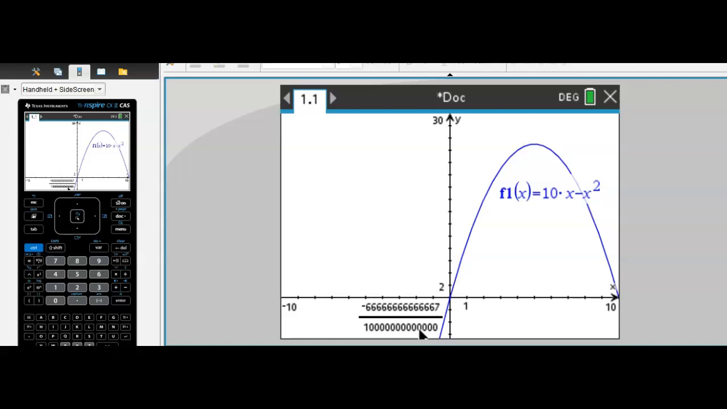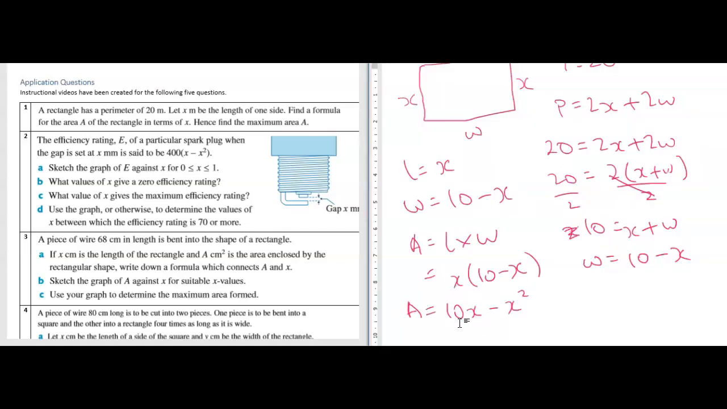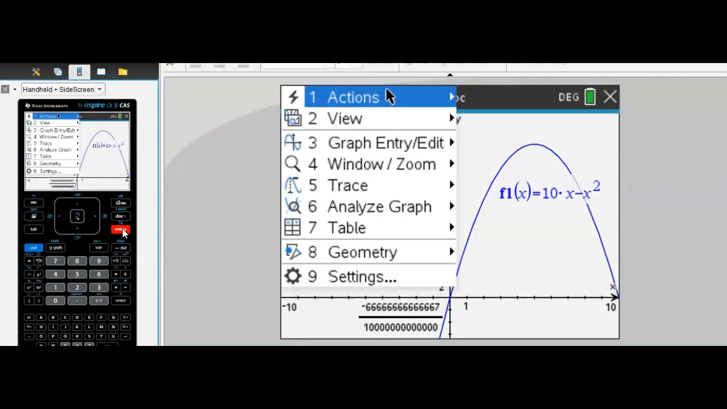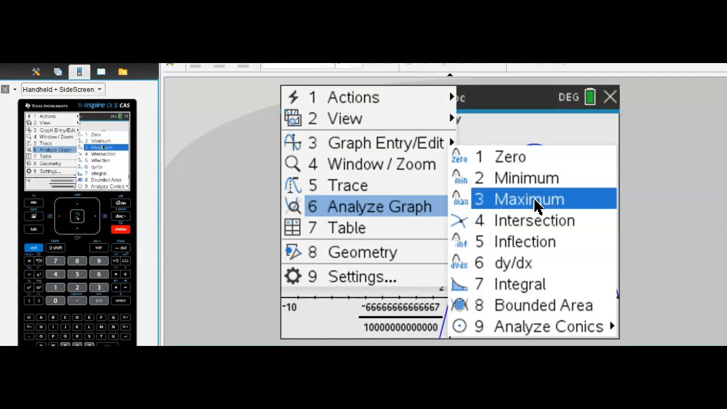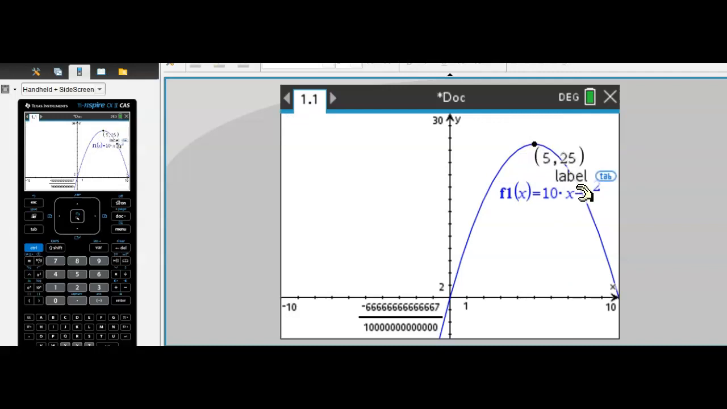If I go back to our question, remember it says find the maximum area. So basically what we have on our x-axis is a value of x, which is the length of the rectangle, and your y-axis is actually your area. Okay, so remember if I go back here, area equals 10x minus x squared. So your maximum is here. So on your calculator, go menu, analyze graph, and it's a maximum. So we just go, see how it says in the bottom left-hand corner, lower bound. So we just go to the left and then to the right. And your maximum is when x equals 5, and your maximum area is 25.